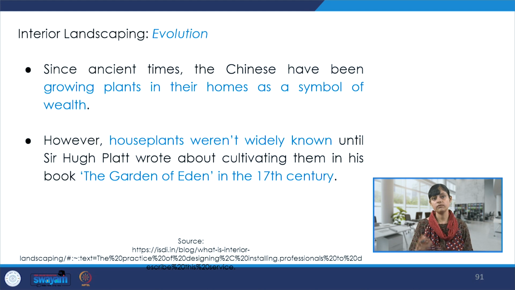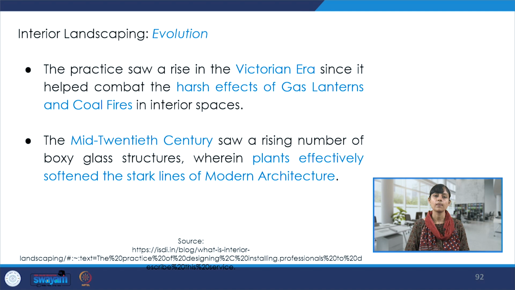So this has also an evolutionary trajectory, and Chinese have been growing plants in their homes as a symbol of wealth. And there is a reference to Garden of Eden in the 17th century. Also, there's this practice of interior landscaping. It saw a rise in the Victorian era. And then the mid 20th century saw a rising number of boxy glass structures, wherein plants effectively softened the stark lines of modern architecture. So the contrast between hard and soft was achieved through the landscaping aspect.